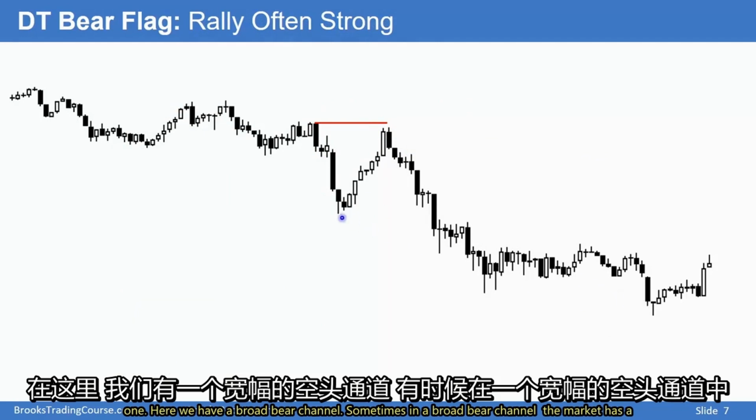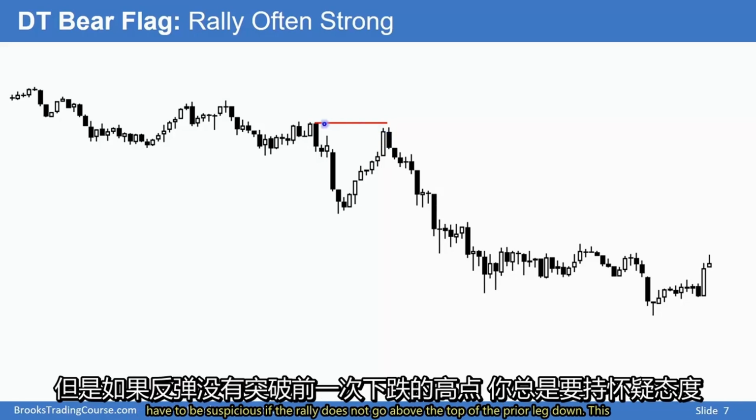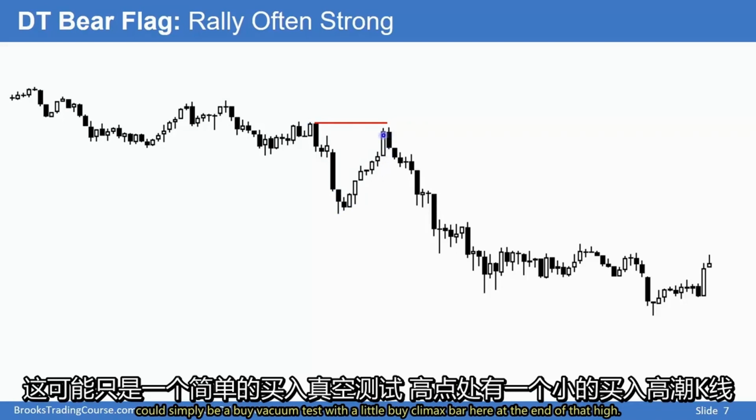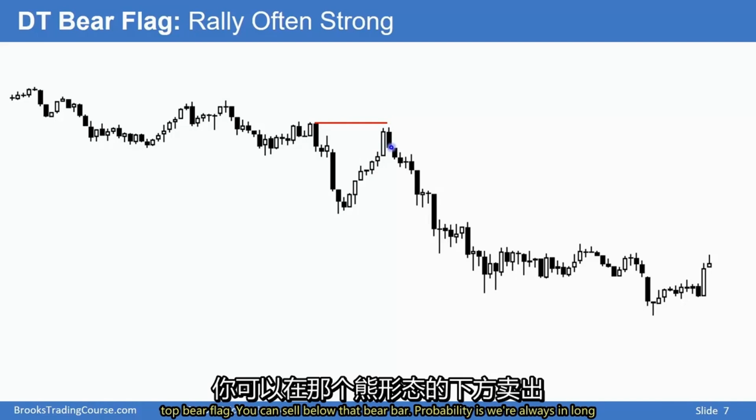Here we have a broad bear channel. Sometimes in a broad bear channel, the market has a rally that's so strong that it makes the market always in long, as it did here. But you always have to be suspicious if the rally does not go above the top of the prior leg down. This could simply be a buy vacuum test with a little buy climax bar here at the end of that high. And if it turns down from a lower high, you have to be thinking about a possible double top bear flag. You can sell below that bear bar.